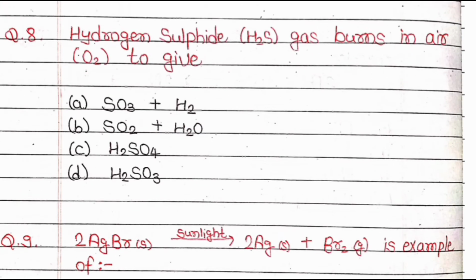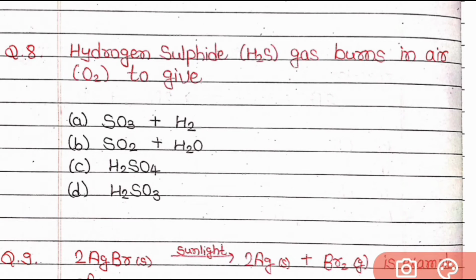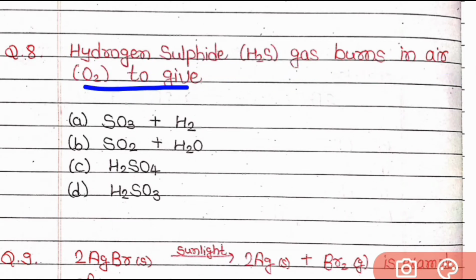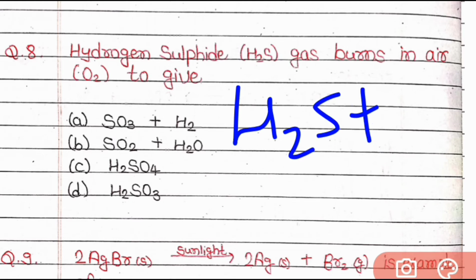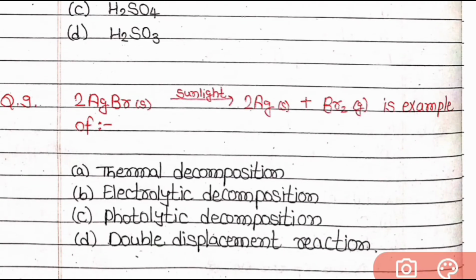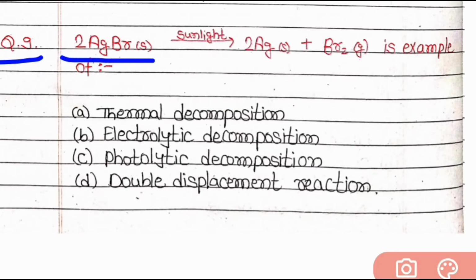Now let us come to question number 8. Hydrogen sulfide gas burns in air to give. Here it is asking the product of H2S plus O2. So the answer will be SO2 plus H2O. Now question number 9. 2AgBr in the presence of sunlight gives 2Ag plus Br2 is an example of.